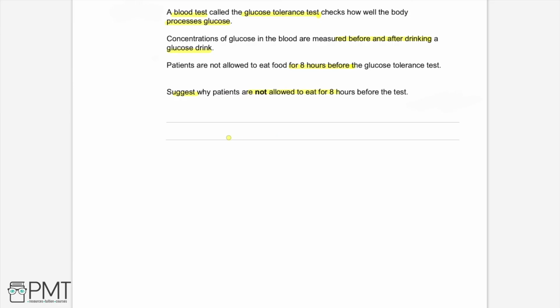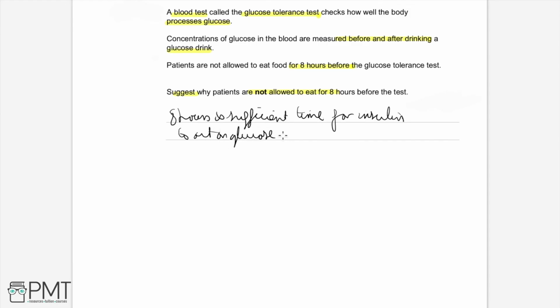Well, food generally contains glucose. So, glucose from the food would affect the result. Therefore, leaving a long amount of time prior to the test means that the insulin in the blood will act on the glucose from the food, thus taking it into cells and the liver so that blood glucose levels are reduced. Now this is our answer.